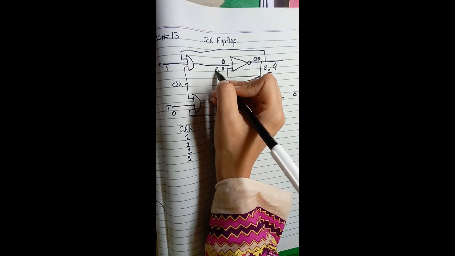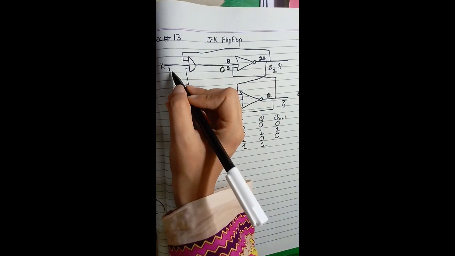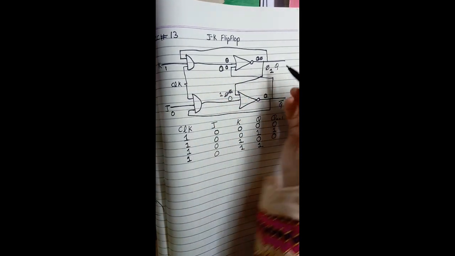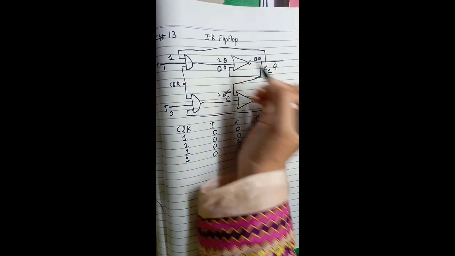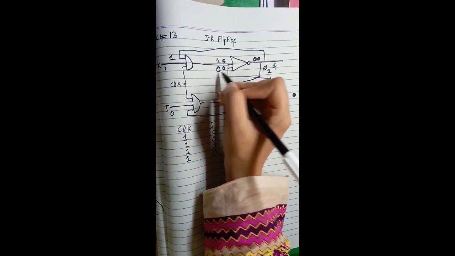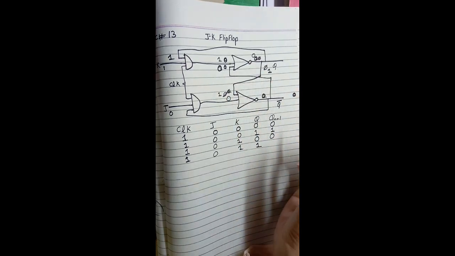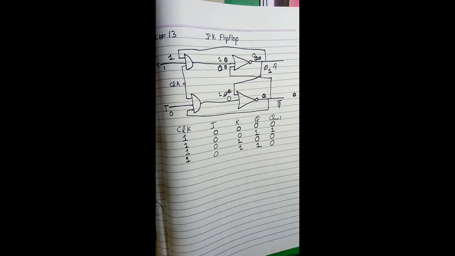This 0 will go here as the input 0. And from here we have 1 and 1. And the other input we are also taking 1. So it will give us the 1 input. 1 and 0 will give us the 0 output. So our answer is 0.